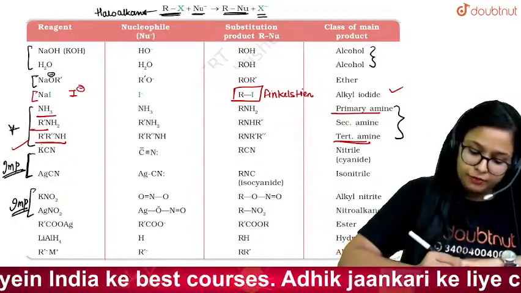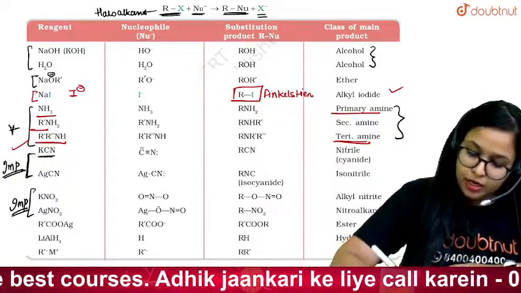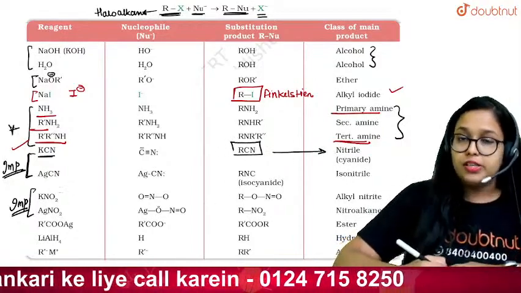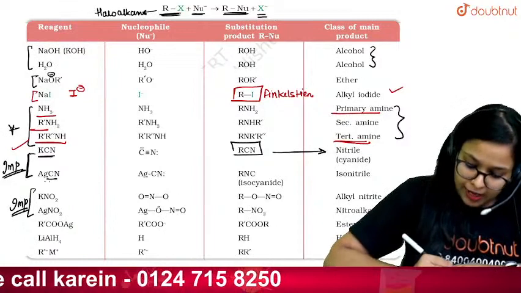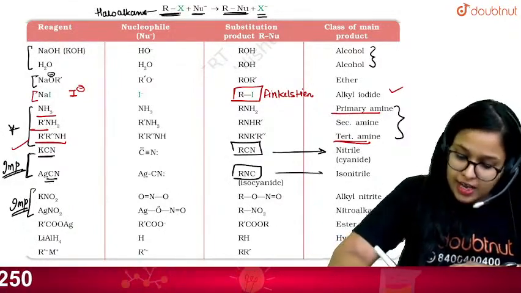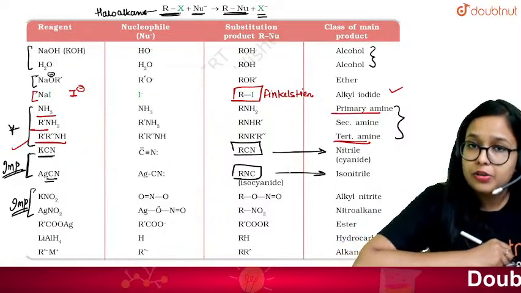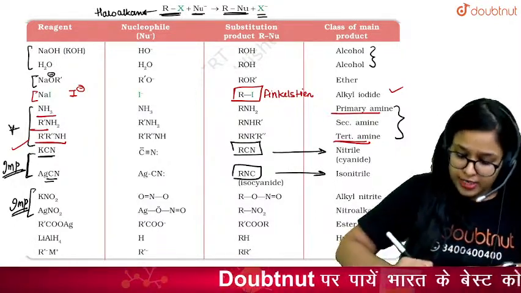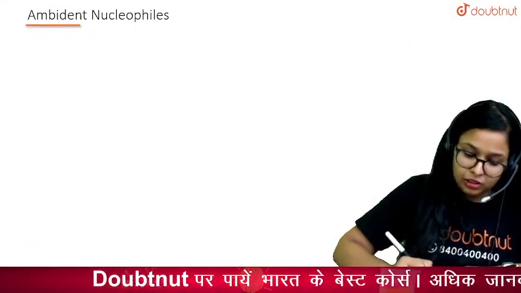As you can see, if you are reacting with KCN, the product formed is RCN. This is known as nitrile group or cyanide group. But when you react your haloalkane with AgCN, the product formed is RNC, and RNC is known as isonitrile. Here we'll discuss what are ambident nucleophiles. So let's discuss first what are ambident nucleophiles.